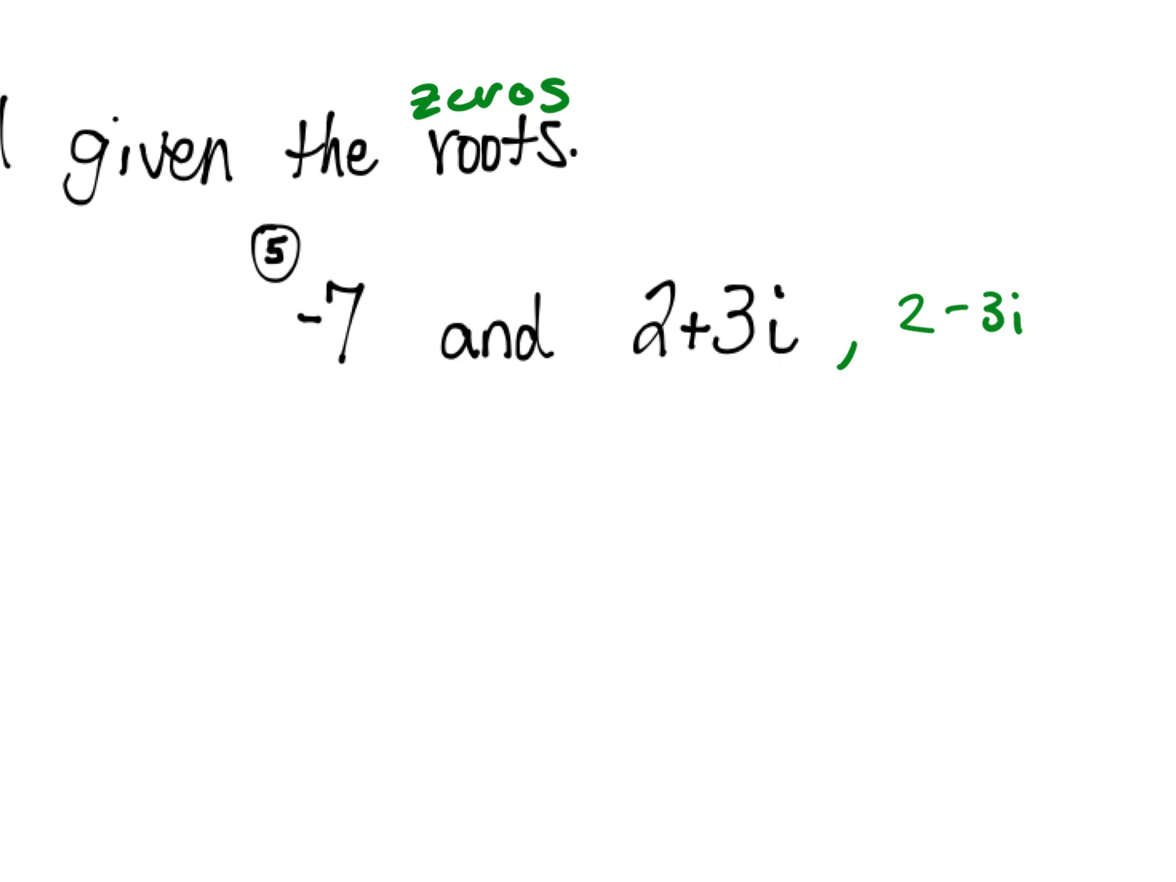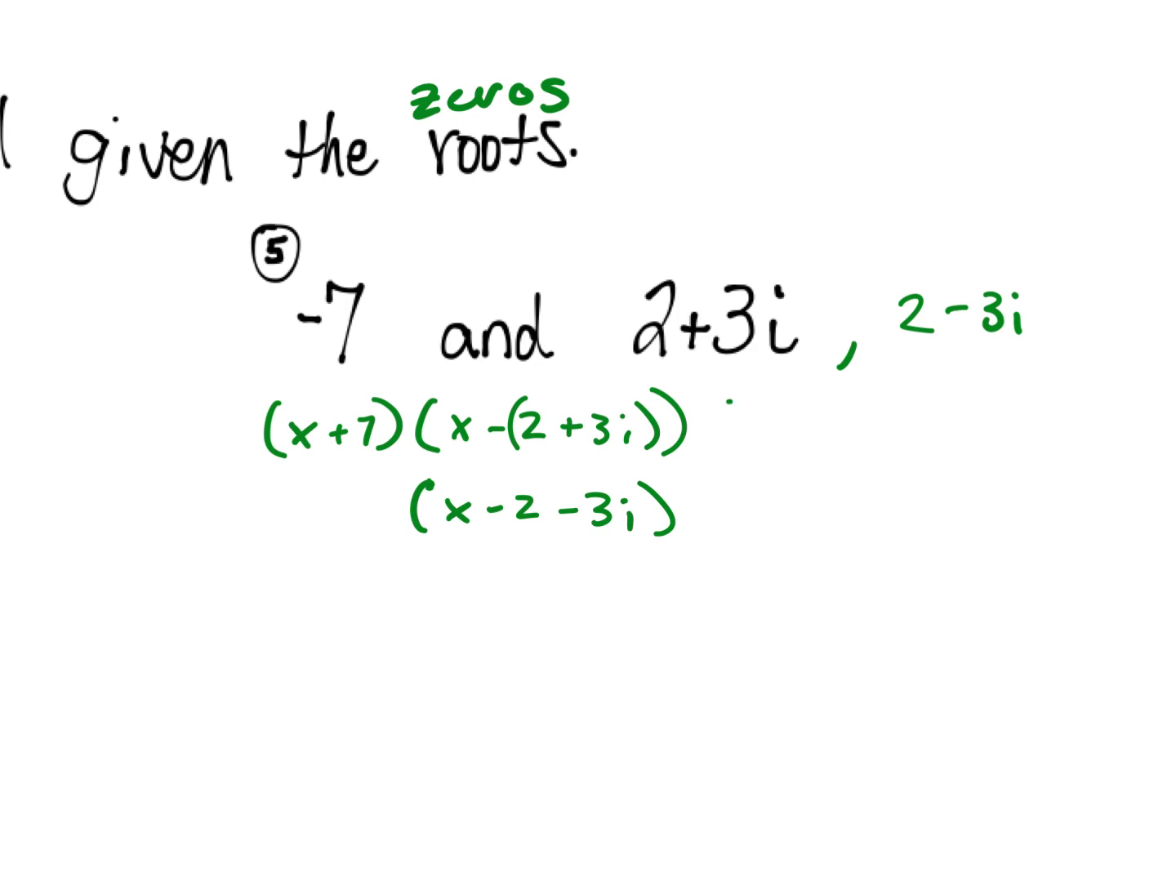When I put this into factored form, what would I get? x plus 7. So we have x minus 2 plus 3i. So that turns into x minus 2 minus 3i. Yes. And then x minus 2 minus 3i. So x minus 2 plus 3i.